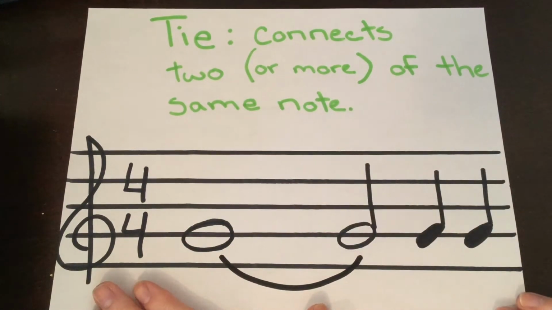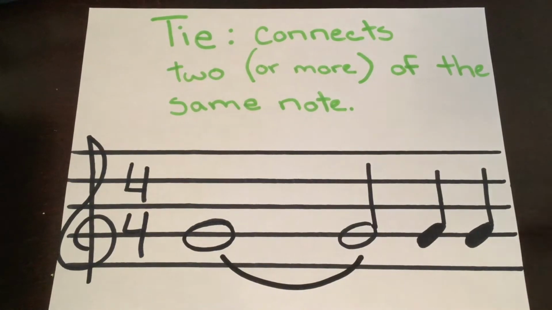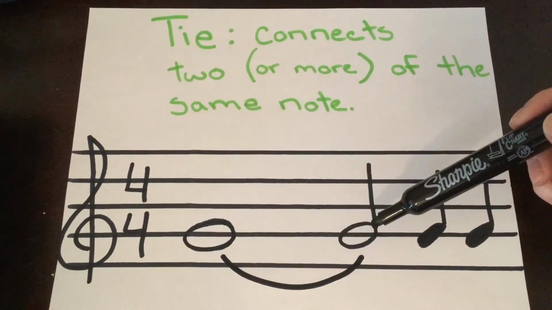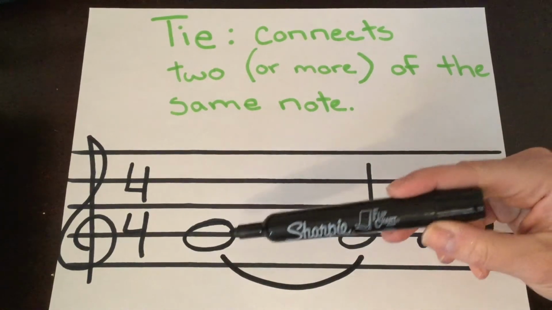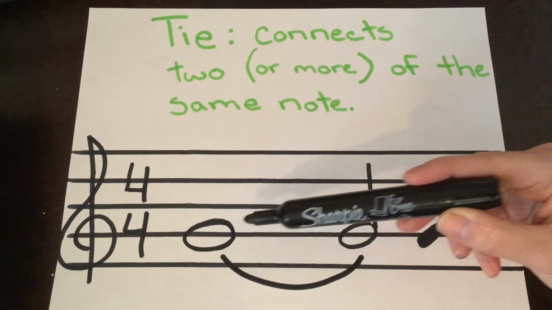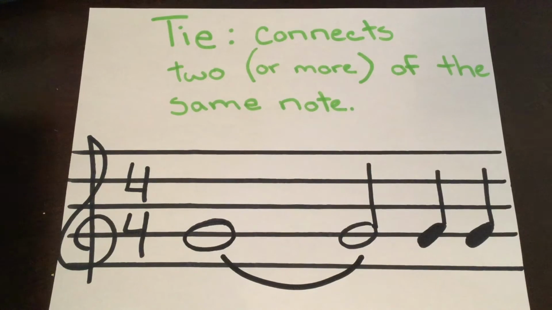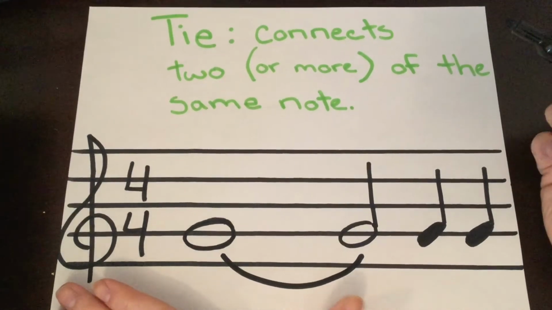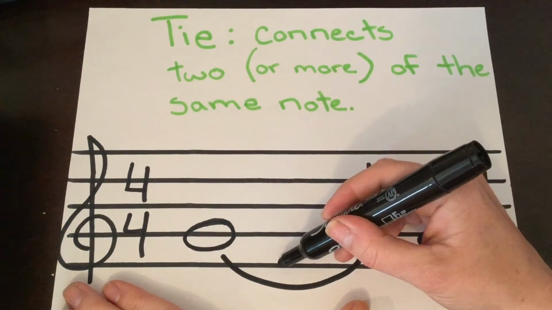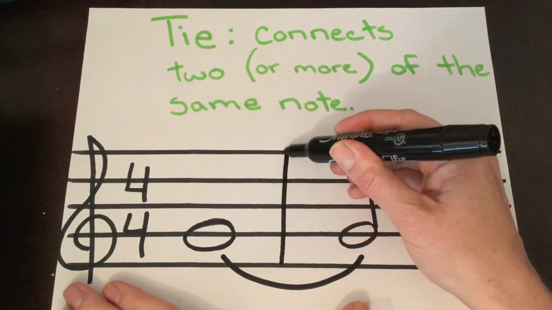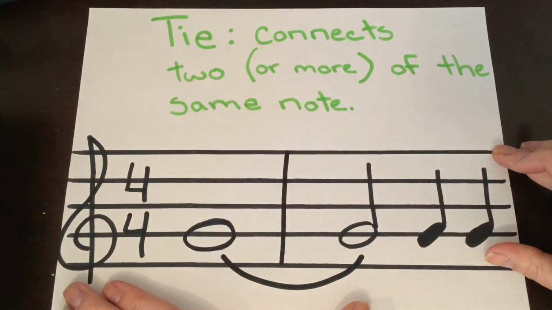A curved line connecting two or more of the same note. The reason a composer would use this would be because they wanted this note to be held for 6 beats. I want to show you another thing. Ties can go across measure lines.